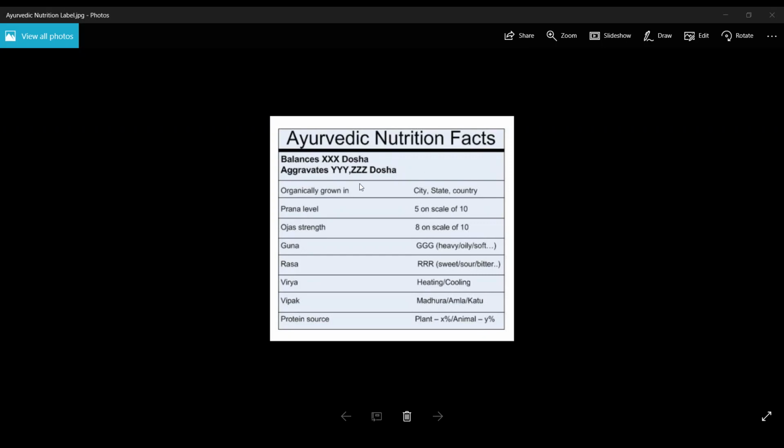So hopefully this brings together how in Ayurvedic nutrition we are looking at dosha, and there are so many levels from which we look. I want to leave you with this.